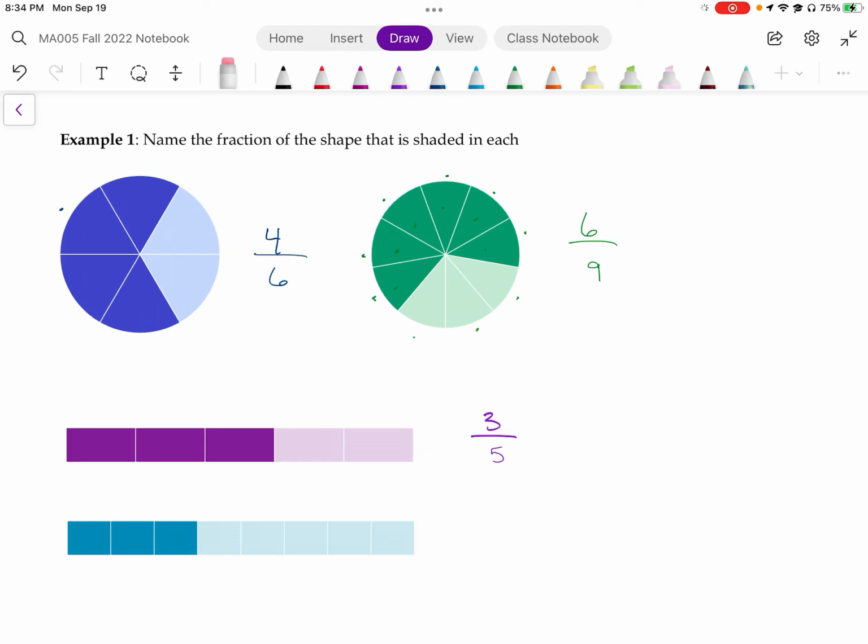Okay. If you haven't tried the last one yet, go ahead and try that. All right. So we've got 1, 2, 3, 4, 5, 6, 7, 8 total parts, and 1, 2, 3 right here are shaded. So that represents 3/8.